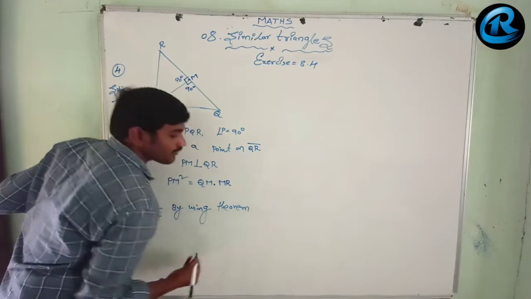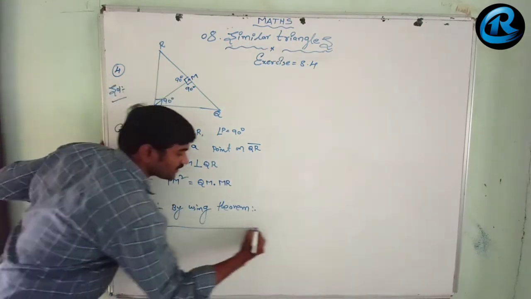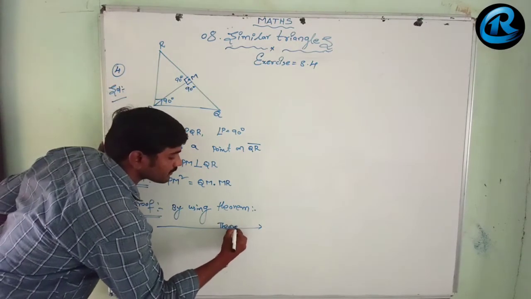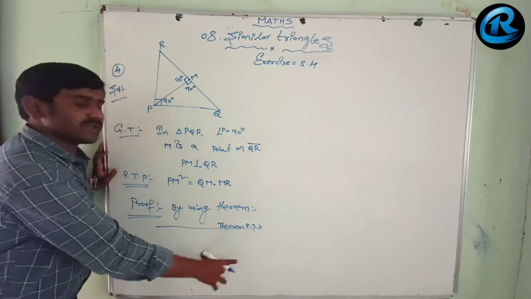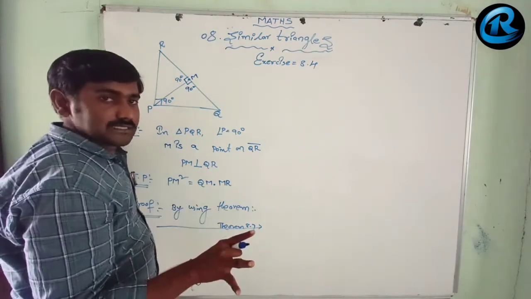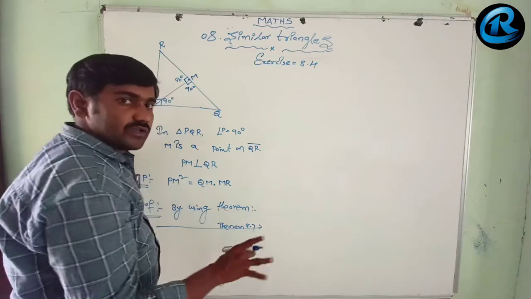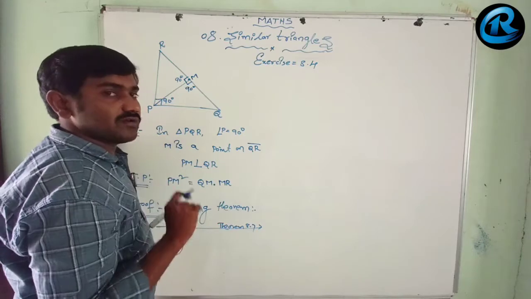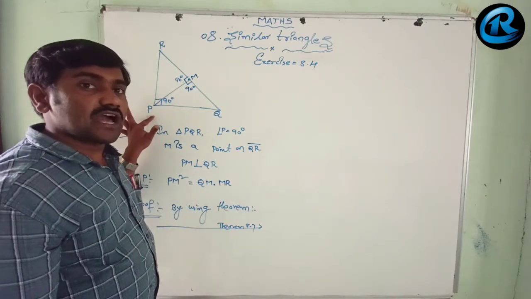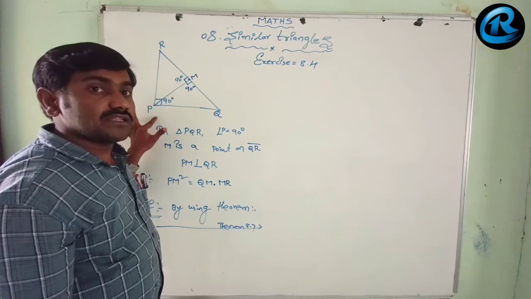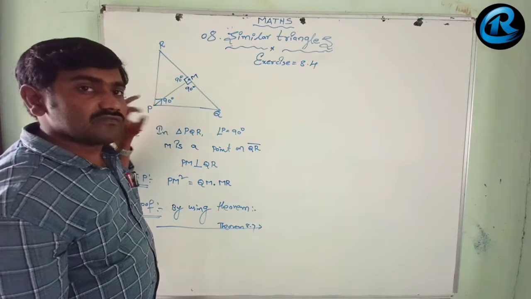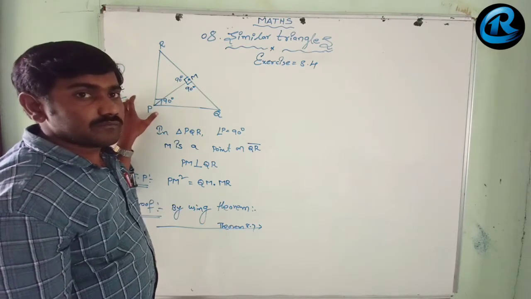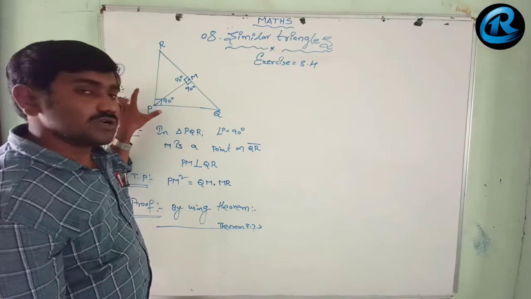You write here the complete theorem. If I write it, it takes a long time. Write theorem number 8.7, then you will get full marks. If you don't write this theorem completely, you will never get full marks. So we have to write it. What is theorem number 8.7? Already I told you, I will tell you once again. If a perpendicular is drawn from the right angle of a right triangle to the hypotenuse, then the triangles on both sides of this perpendicular are similar to the whole triangle and to each other. They are similar to each other also.